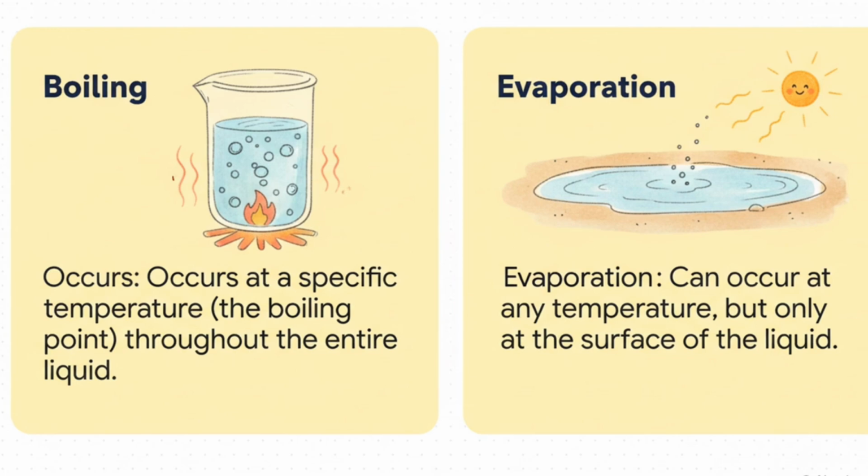Another fantastic question. They might seem the same, but they're very different. There are two key differences. Boiling happens at one specific temperature, the boiling point, and it happens through the entire liquid. You see bubbles forming from the bottom all the way to the top. But evaporation, that can happen at any temperature, and it only happens at the very surface of the liquid, where the fastest, highest energy particles have just enough kinetic energy to escape into the air.